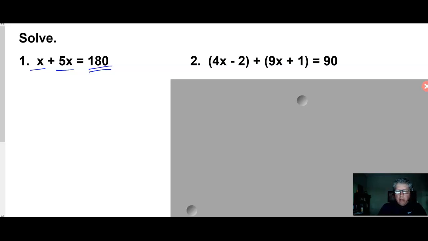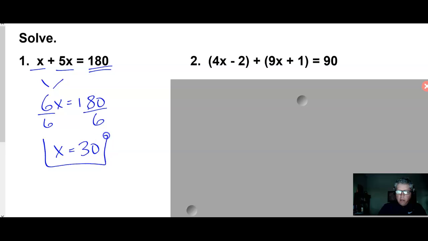We combine all like terms. So these are going to give us 6x equals 180. Divide by 6, divide by 6. We get x equal to 30. All right, I would like you to try this next one.